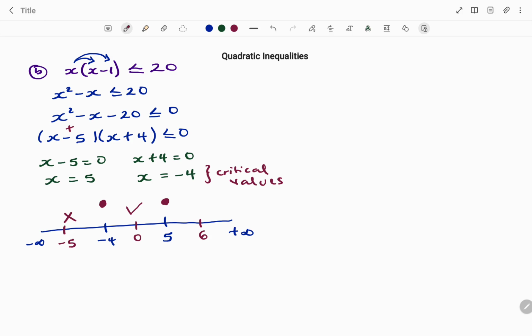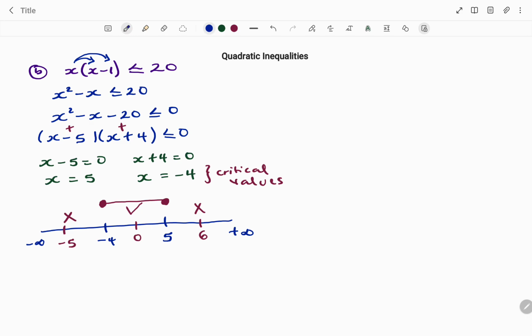6 in the second bracket, 6 plus 4, that's 10. That's also a positive value. Plus times plus, that's plus. That is not a number less than 0. So what that means is, for values greater than 5, that inequality will not be true. So I only have values from negative 4 to 5 as shown.